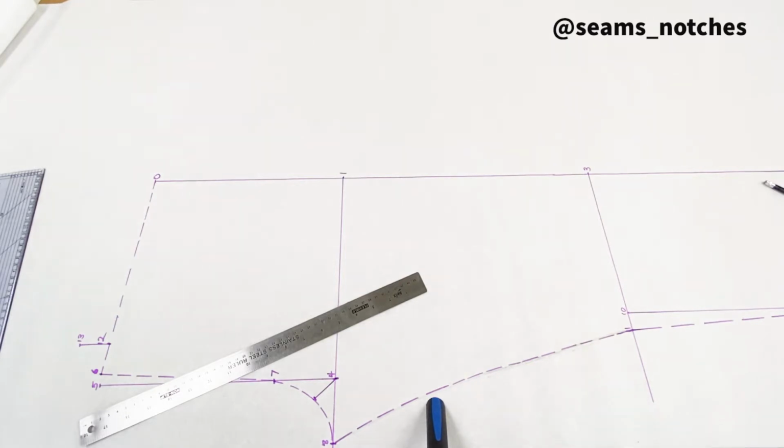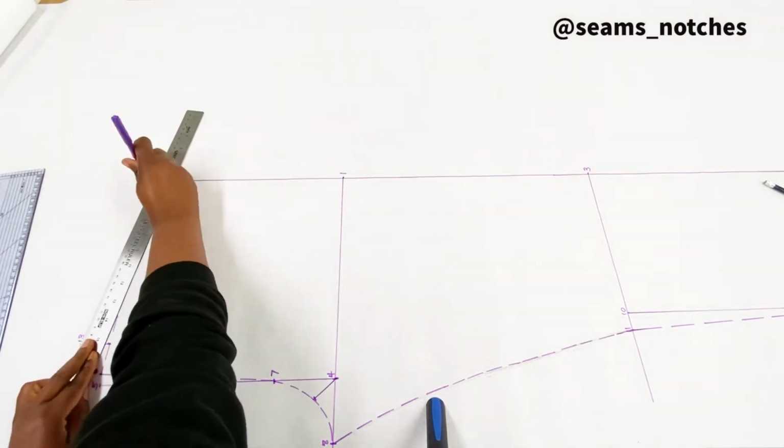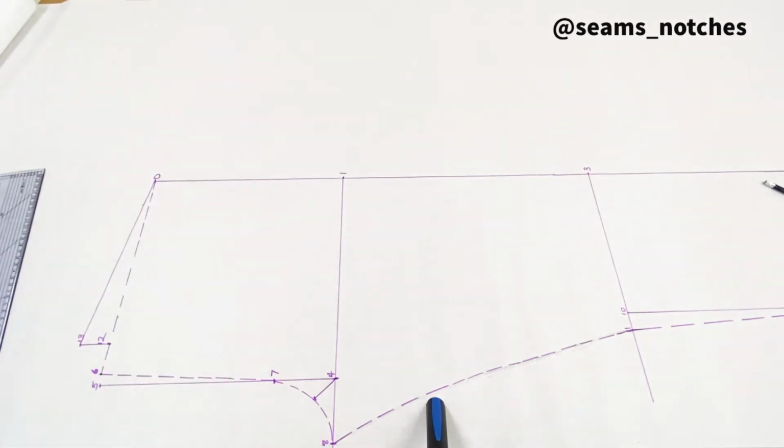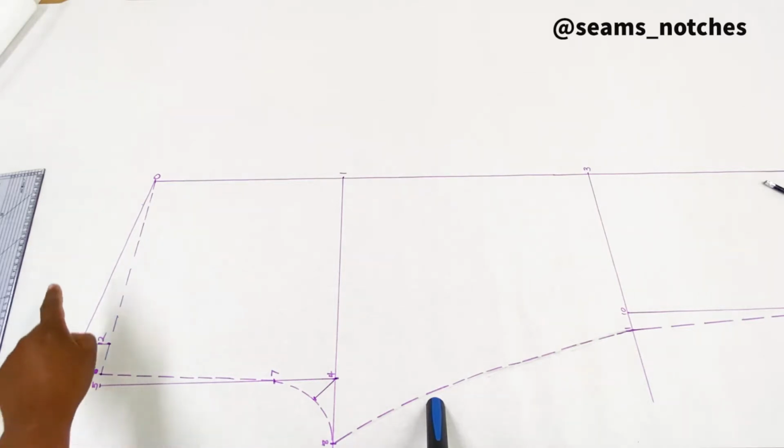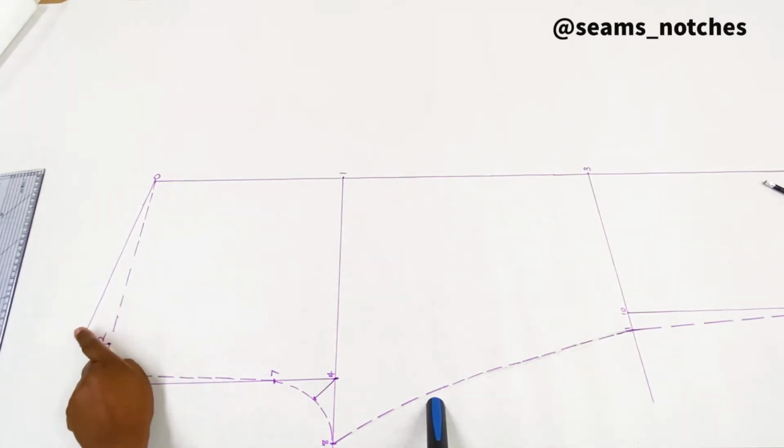So we are going to join point 13 to point 0 with a solid straight line, or with a solid line, because that solid line is going to indicate that we are drafting the back part of our block.